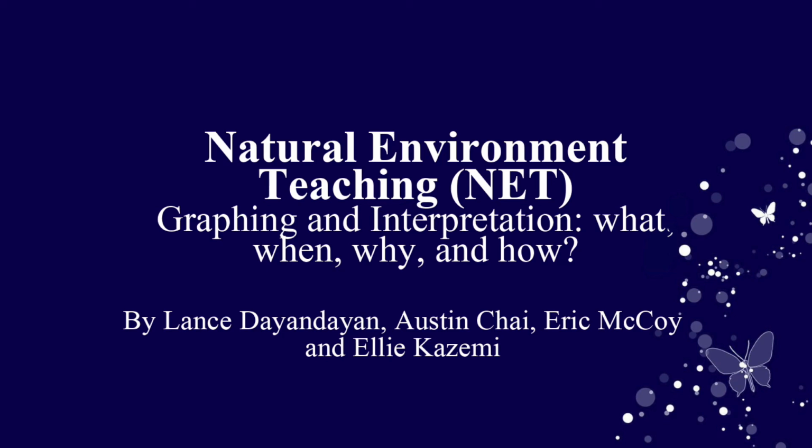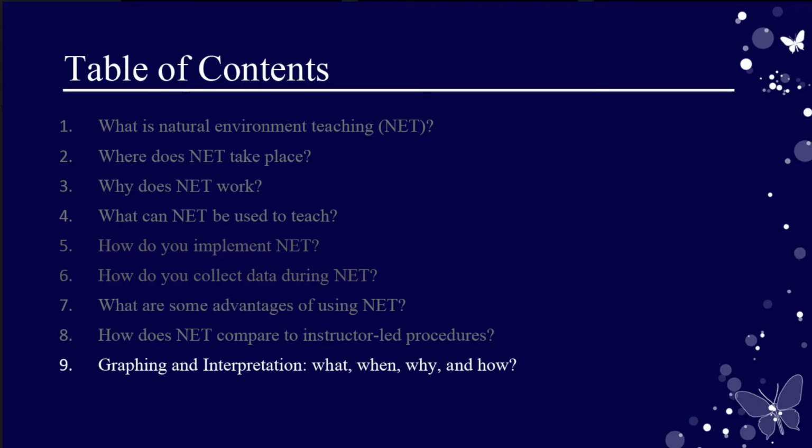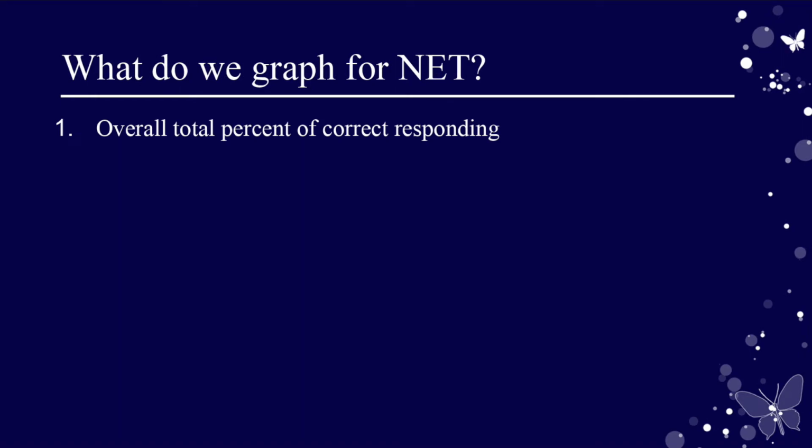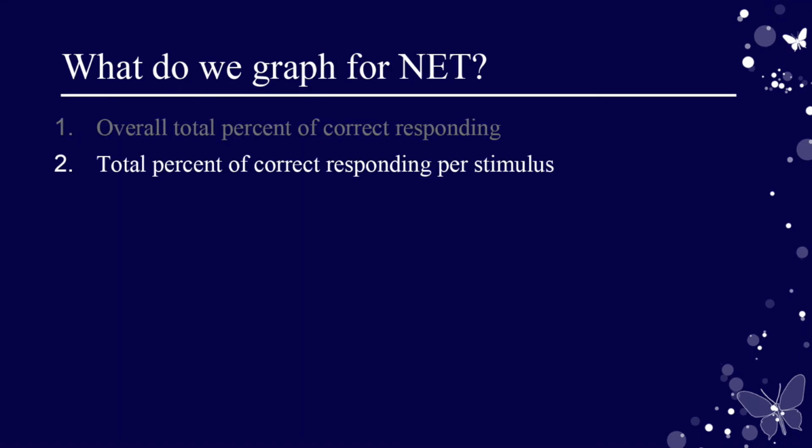Welcome to the next section of the Natural Environment Teaching Module. Graphing and Interpretation. What, when, why, and how. What do we graph for NET? 1. Overall total percent of correct responding. And 2. Total percent of correct responding per stimulus.